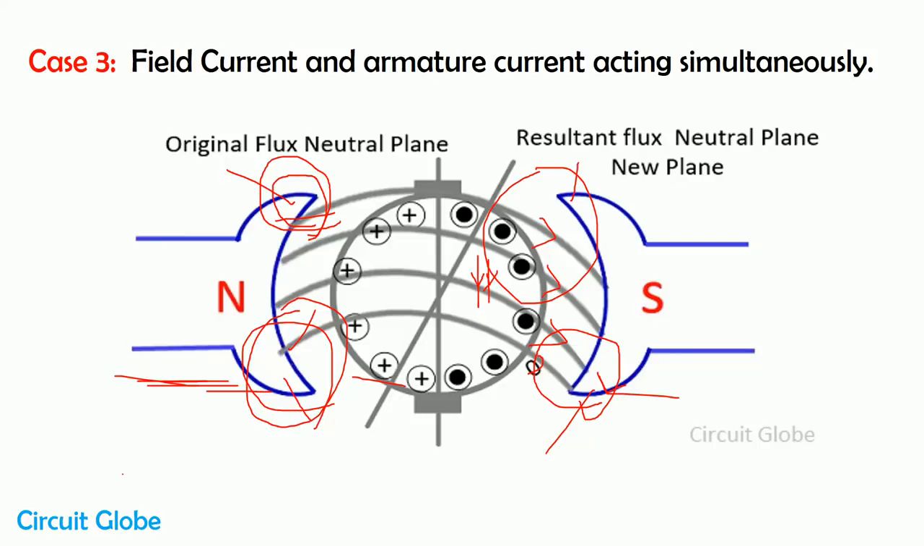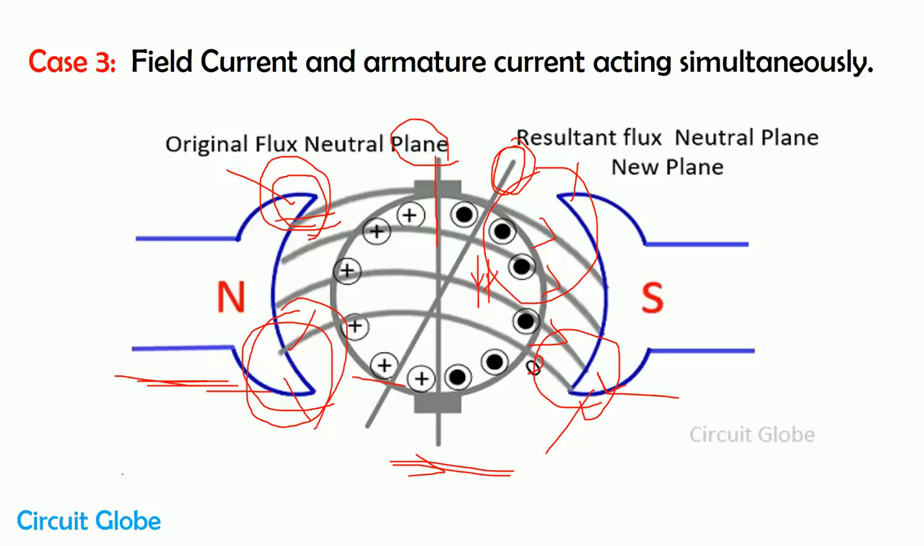Because of this uneven distribution of flux, the magnetic neutral axis of the machine may also get shifted. Here you can see this is the magnetic neutral axis of the machine, but because of the distortion that occurs in the flux, this axis shifts towards a particular direction. So we can say the armature reaction shifts the magnetic neutral axis. It also reduces the terminal voltage of the machine. Suppose in the case of a DC generator, when armature reaction occurs, the magnitude of the voltage reduces because of the armature reaction. So there are many effects of armature reaction.